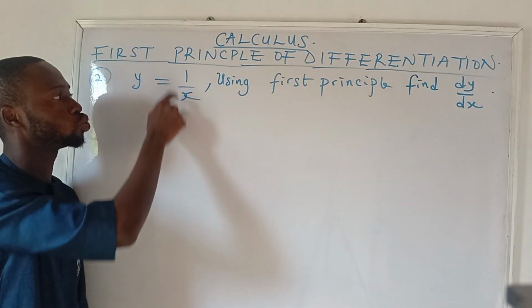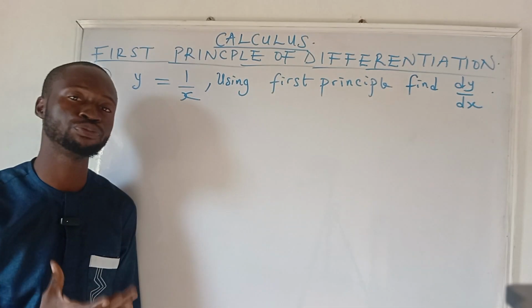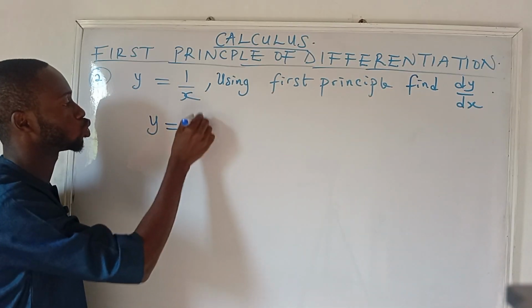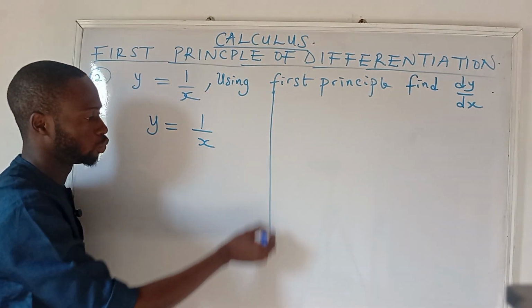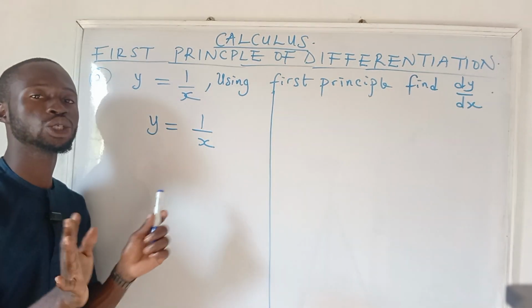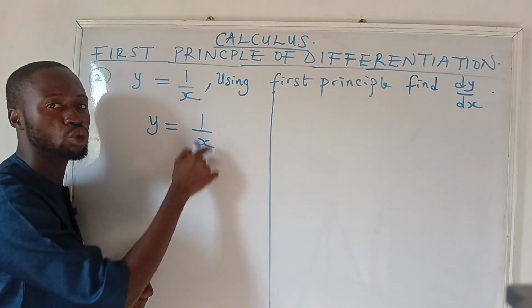So we have y equals to 1 over x. We want to use first principle to differentiate. So what we would have is y is equals to 1 over x. Now, if you remember the first step that we treated, it's still the same process, regardless of the question. We have y equals to 1 over x.